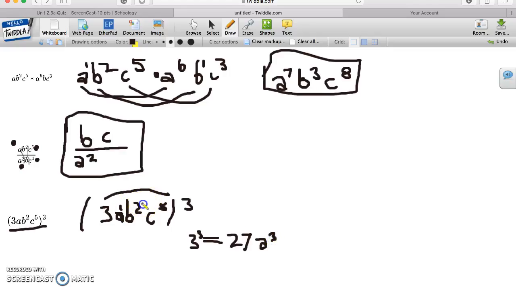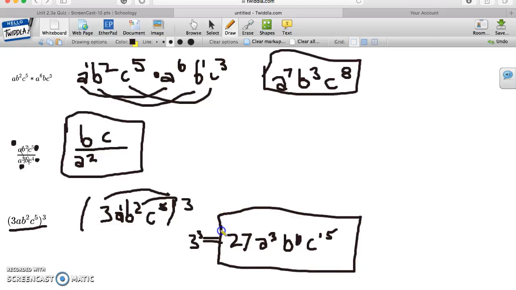and then you multiply these two, and you're going to get B to the 6th power, sorry, that's a 6, and then lastly you multiply C to the 5th power to the 3rd power, which you get C to the 15th power. Now, here is our final answer. 27, A to the 3rd power, B to the 6th power, and C to the 15th power.